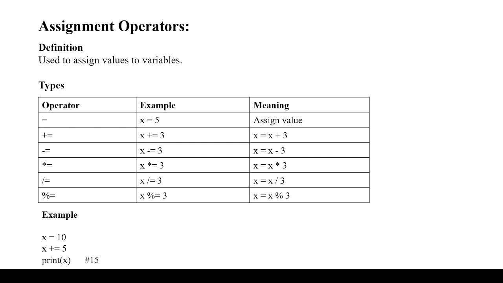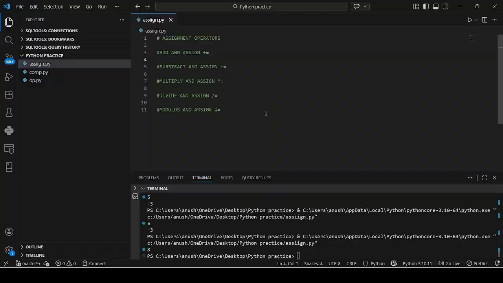Next one is multiply and assign. Next one is divide and assign, modulus and assign. I will explain each of them with an example. Now I will explain each operator type with an example clearly. Before that, I will assign a value to the variable a. Next one is add and assign.